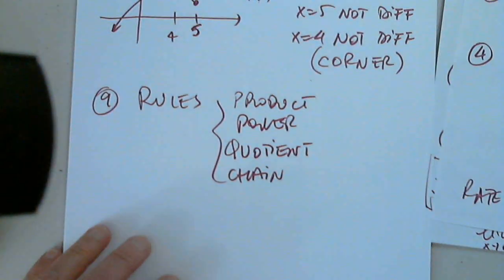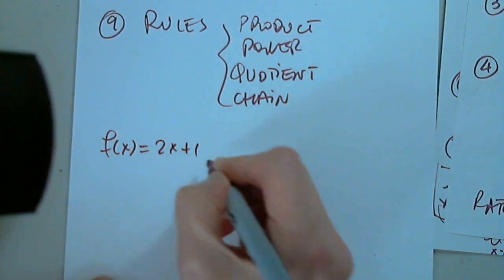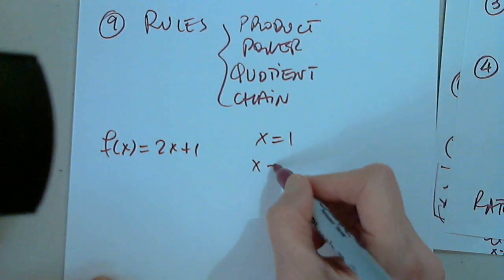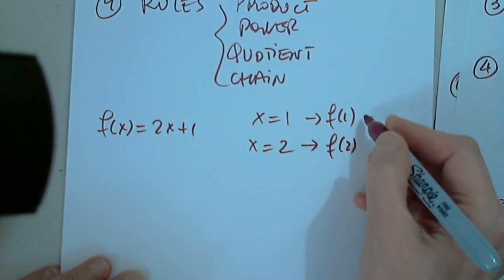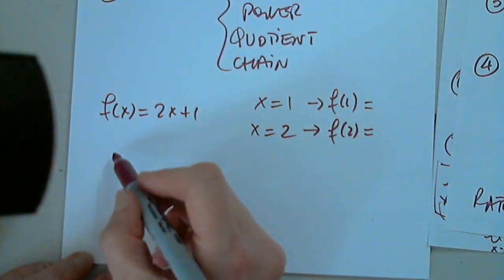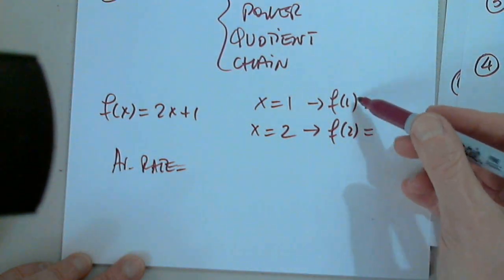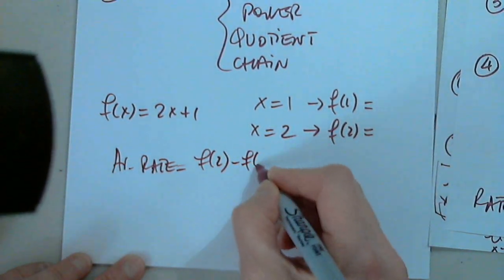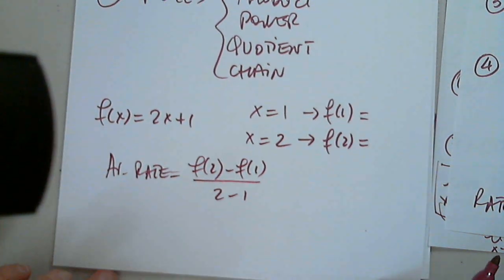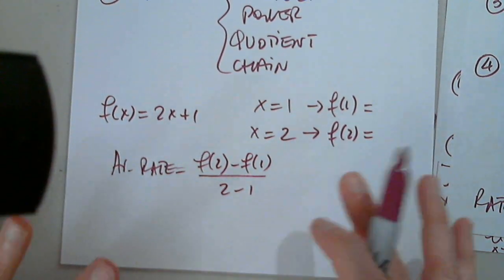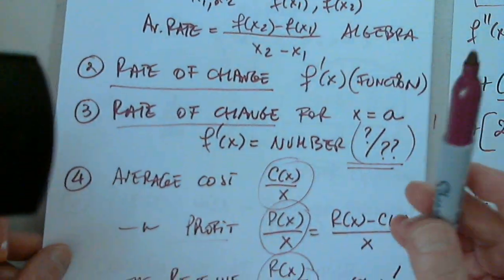If we have a function f of x equals 2x plus 1, and let's say x equals 1 and x equals 2, I find f of 1 and I find f of 2, and we know how to determine that. And then the average rate will be f of 2 minus f of 1 over 2 minus 1. Is this okay? Yes. That's really nothing. This is from algebra.